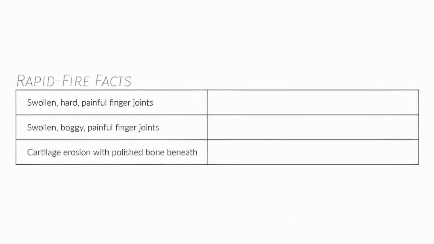Let's move on to some rapid fire facts. Swollen, hard, painful finger joints would be seen in osteoarthritis. Swollen, boggy, painful finger joints would be seen in rheumatoid arthritis. And cartilage erosion with polished bone beneath, again, that's called eburnation of the bone, and that eburnation suggests osteoarthritis.